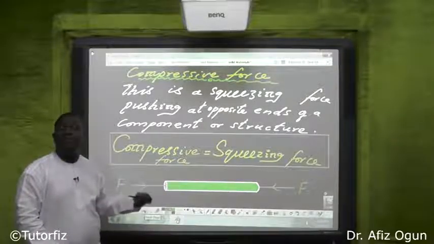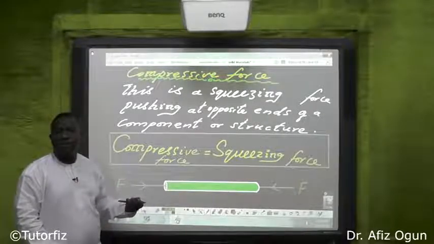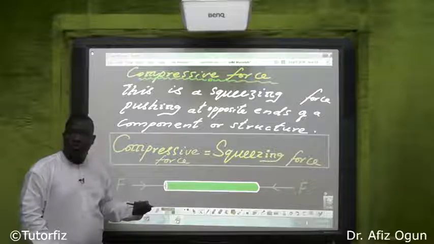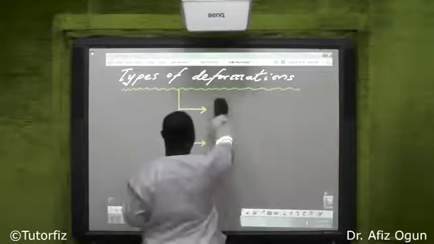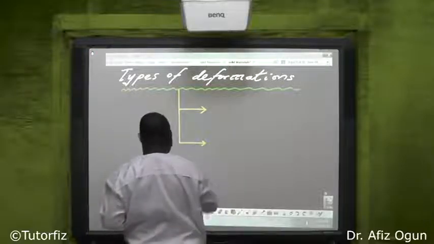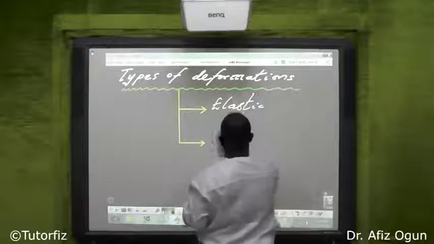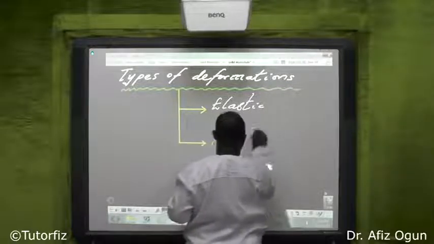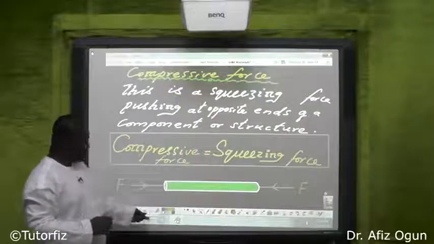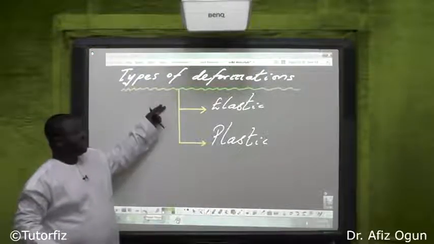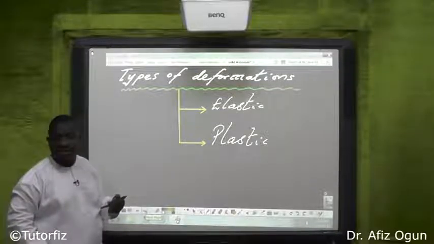tensile force, compressive or tensile force applied to a body to change the shape of the body. What does the body now come out with when you remove the force? It is either going to be elastic deformation. So your deformation is either elastic or plastic. I hope you wrote the last page. It's either elastic deformation or plastic deformation. This is very common in your exams, in your AS exam.